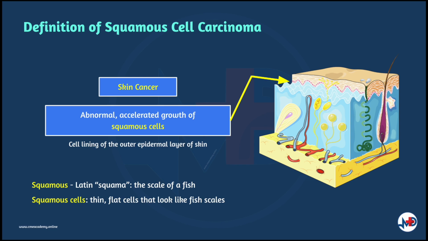the cell lining of the outer epidermal layer of the skin. Squamous originates from Latin squama, which means the scale of a fish. Squamous cells got their name because they are thin and flat, making them look like fish scales.